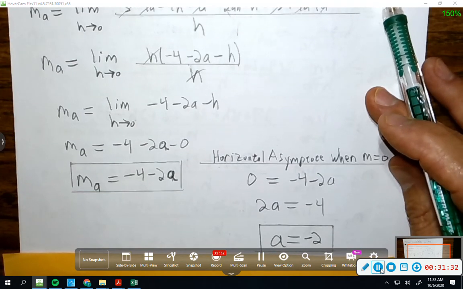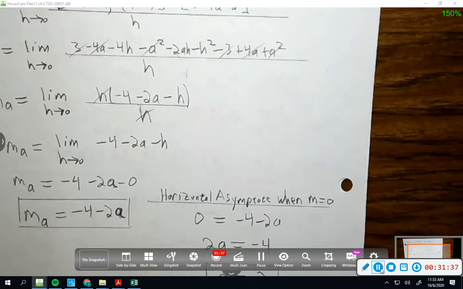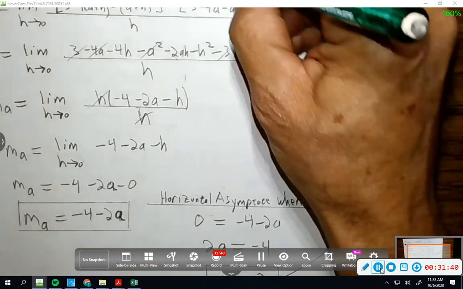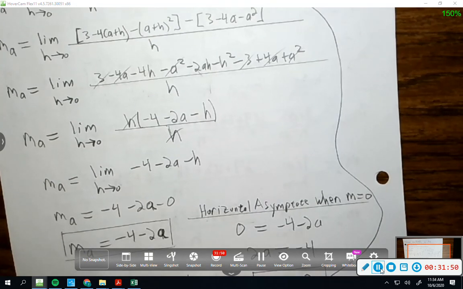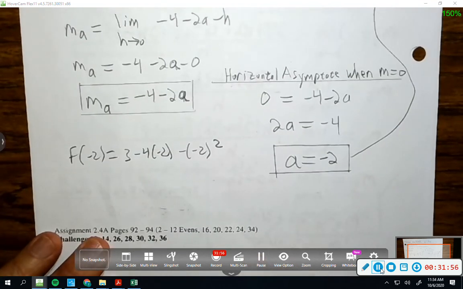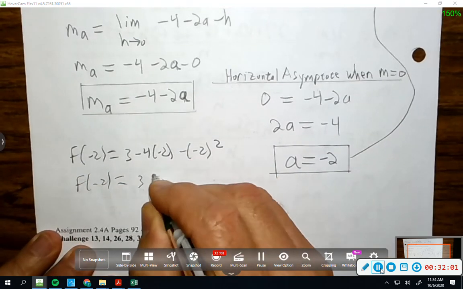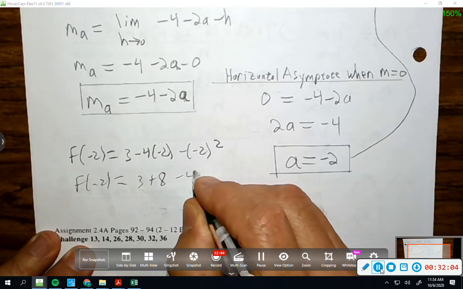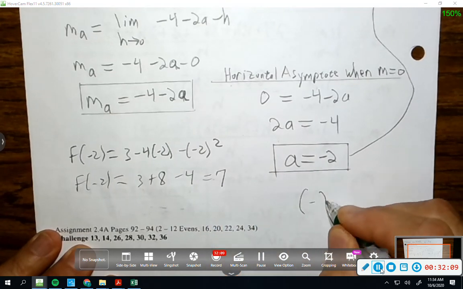But it wants the point. Okay? So we have to plug this back in to the original function. F at negative 2 is going to be 3 minus 4 times negative 2 minus negative 2 squared. Okay? So I plugged it back into that function up at the very top, which is going to be 3 plus 8 minus 4. 11 minus 4 is 7. So the point is negative 2, 7.